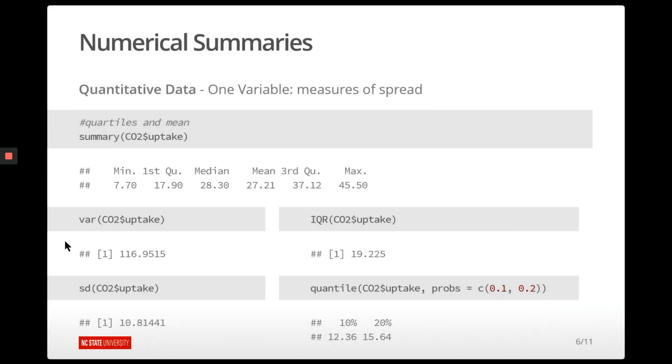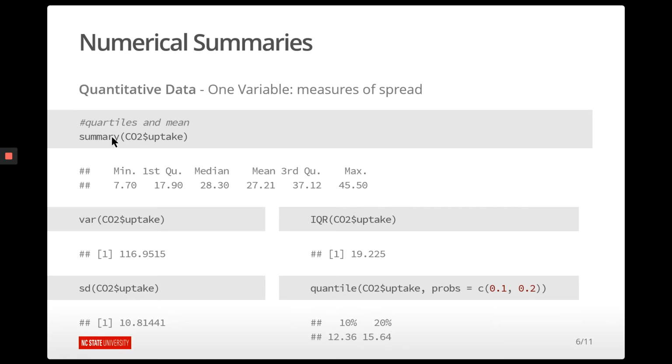If we wanted to do our measures of spread, we talked about variance, standard deviation, and quartiles or quantiles more generally. Those can be found using these functions down here. Again, very simple. Var, give it the vector of interest, that gives us the sample variance. SD, vector of interest, that gives us the sample standard deviation of that column.